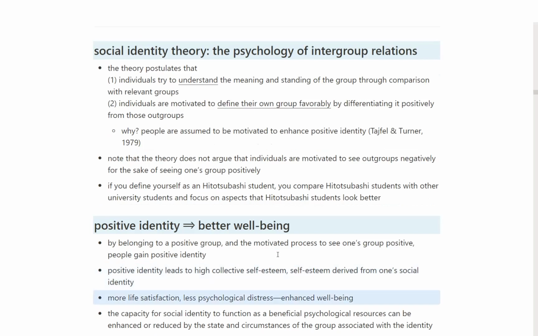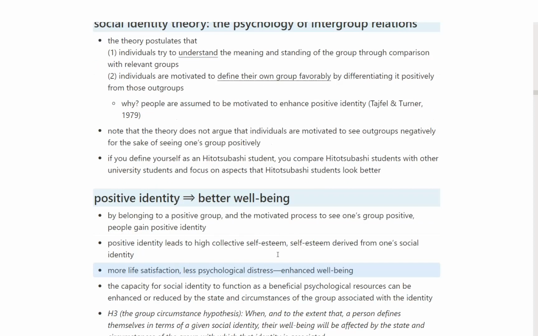And then also, high collective self-esteem leads to more life satisfaction and less psychological distress, and this will in turn enhance well-being. And the capacity for social identity to function as a beneficial psychological resource can be enhanced or reduced by the state and circumstances of the group associated with the identity.